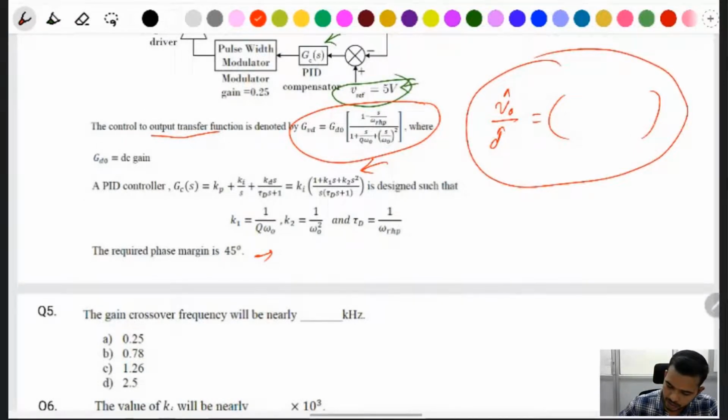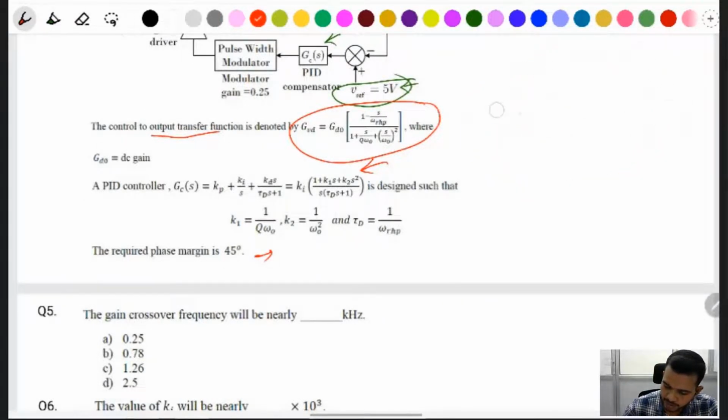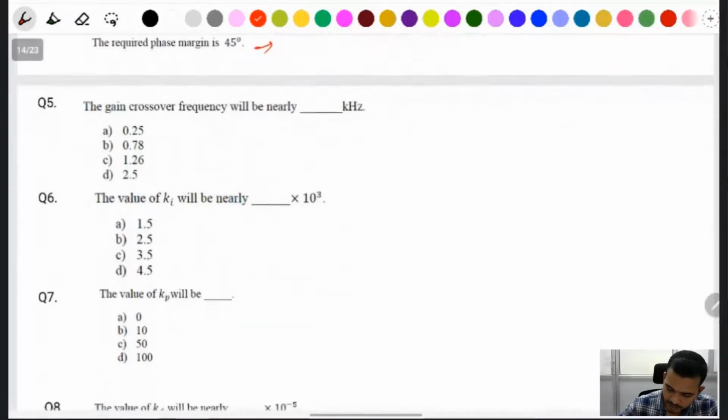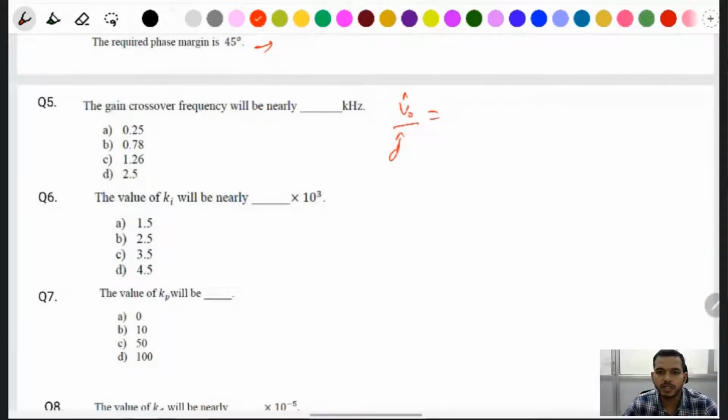First of all, find V0 by d cap. I think I have solved this one many times, so I am writing it directly. V output divided by V in: find the average inductor voltage and the average capacitor current. After that, take a perturbation, and then find V0 by d cap.